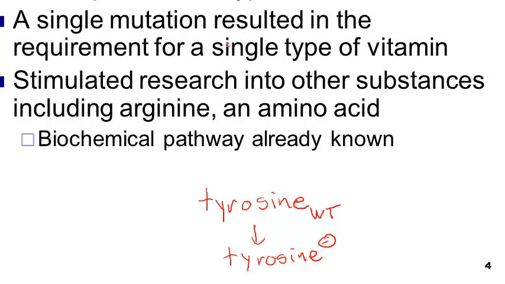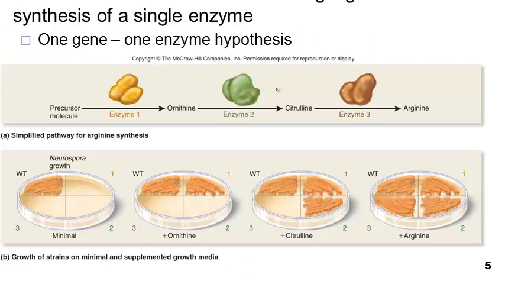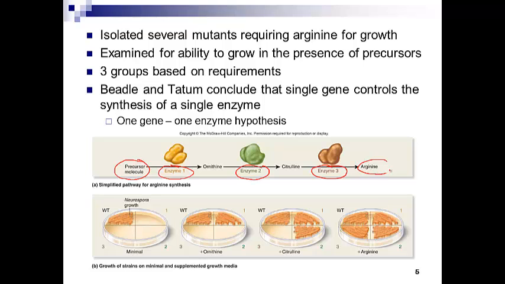So now let's take a look. They isolated mutants that required the amino acid arginine to grow. And then they examined the ability of these molds to grow in the presence of various precursors for arginine. And what they ended up doing is separating these organisms into 3 groups based on their requirements. So if you were able to feed it the first molecule and it was able to grow, that means it had the necessary enzymes, of which there were 3, in order to make arginine.